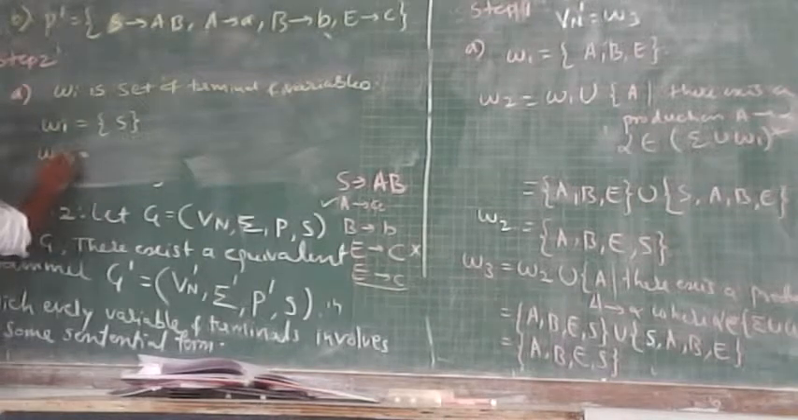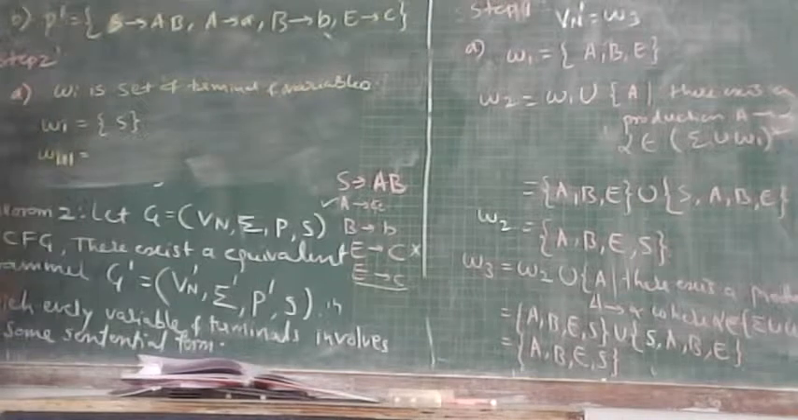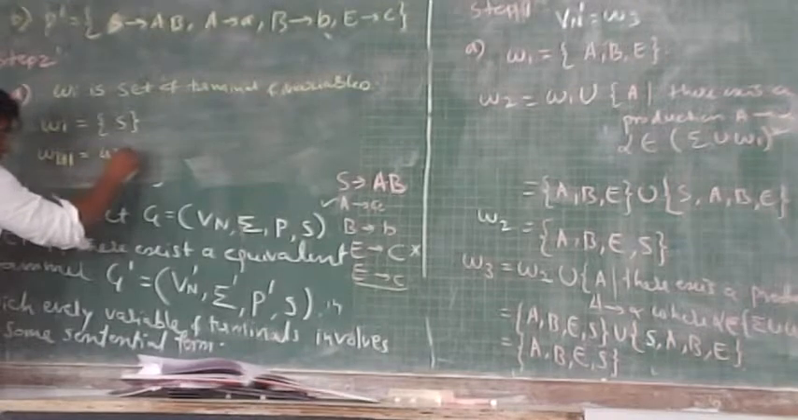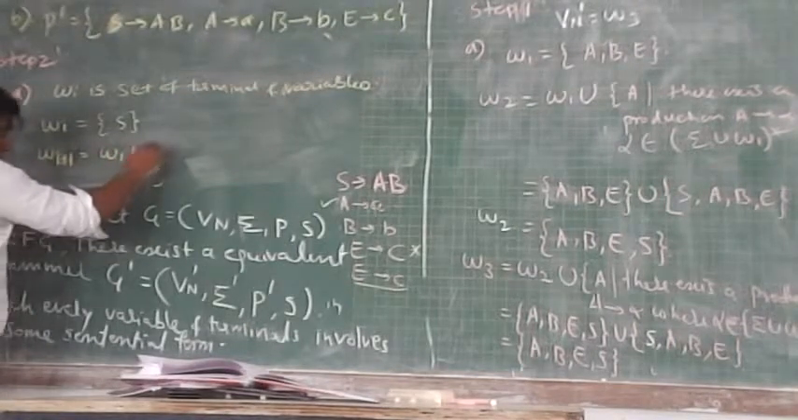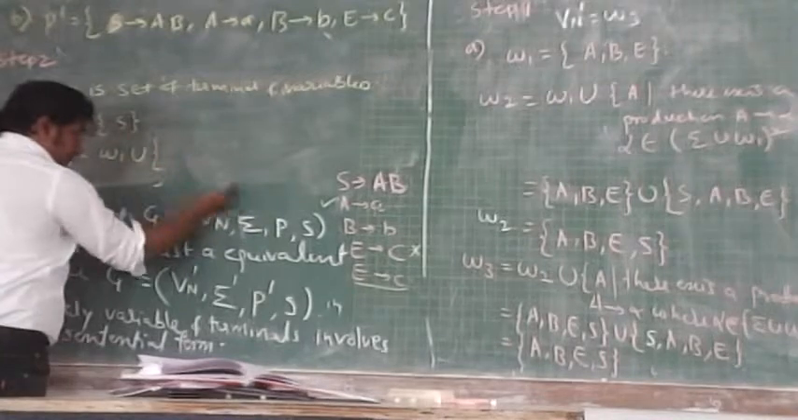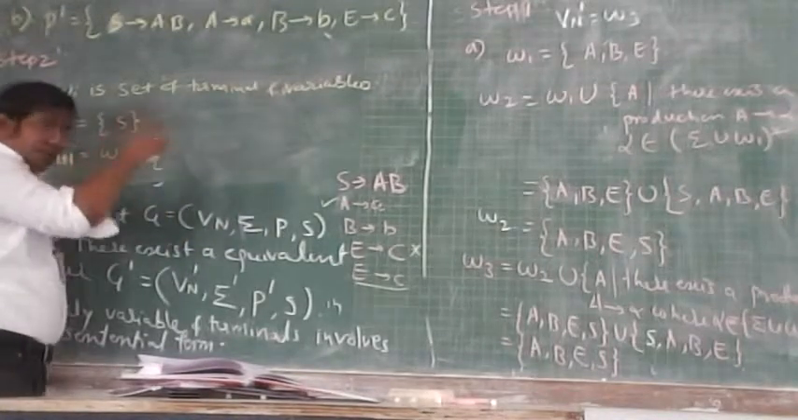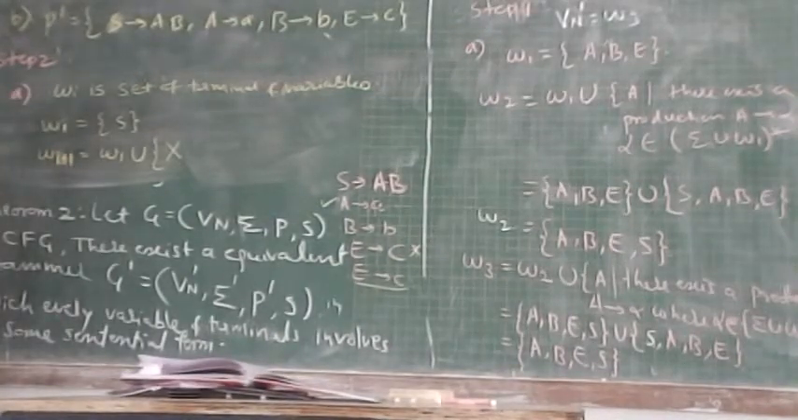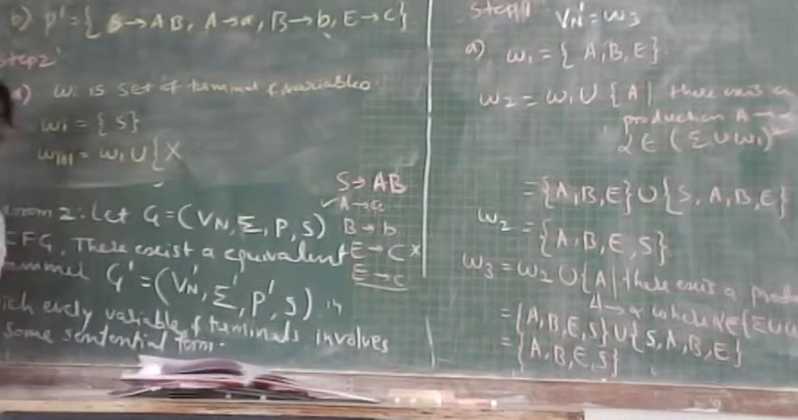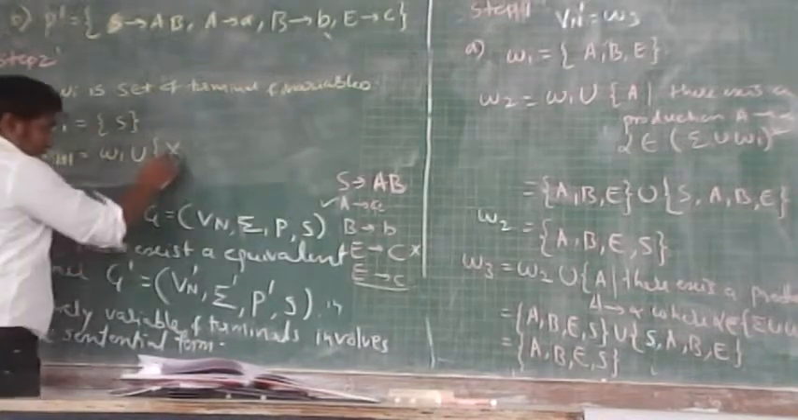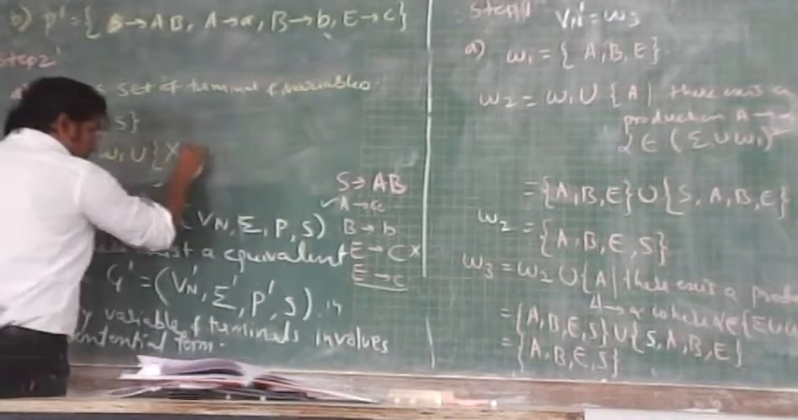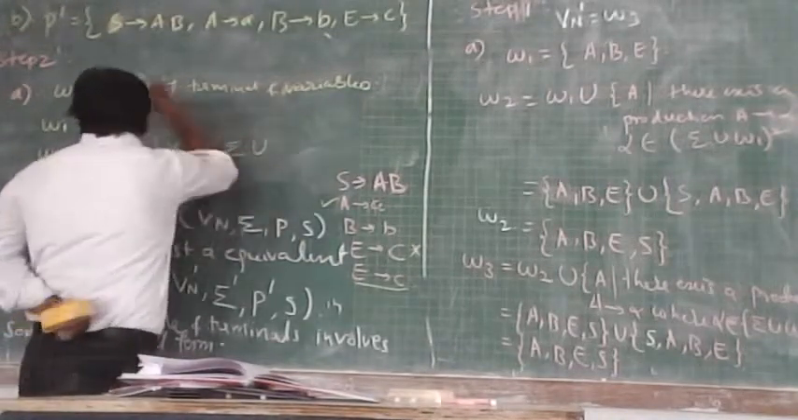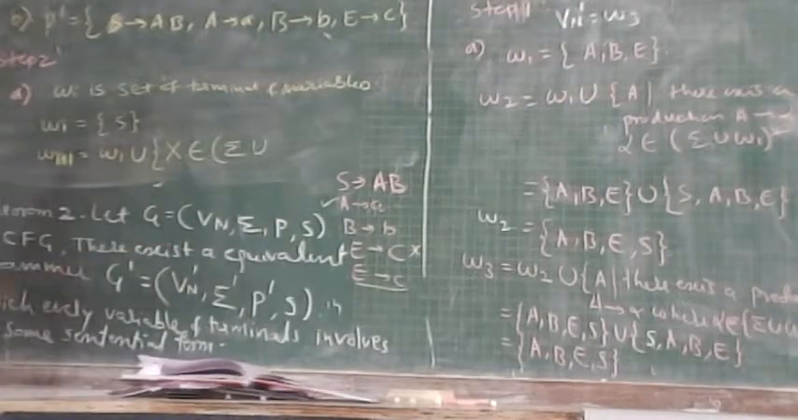W2, or you can say Wi plus 1, I am calculating. That is a union of W1, okay, and the set of terminals and non-terminals X. I am considering X as a variable, and that X is a terminal as well as non-terminal, belonging to sigma union what?